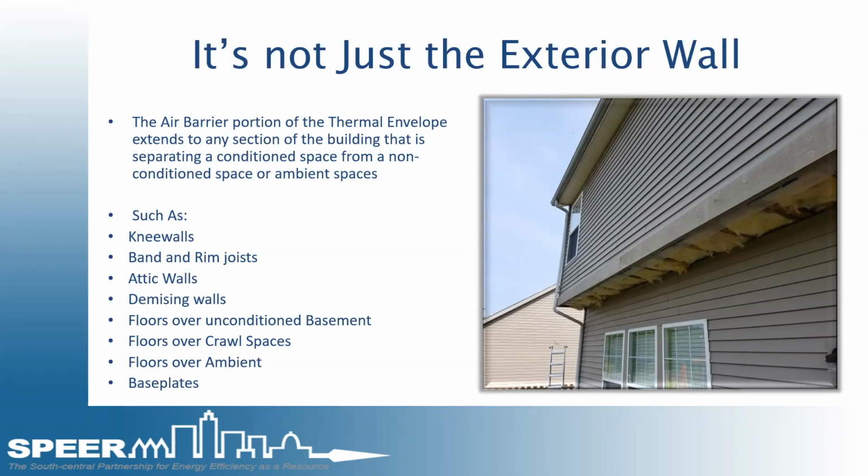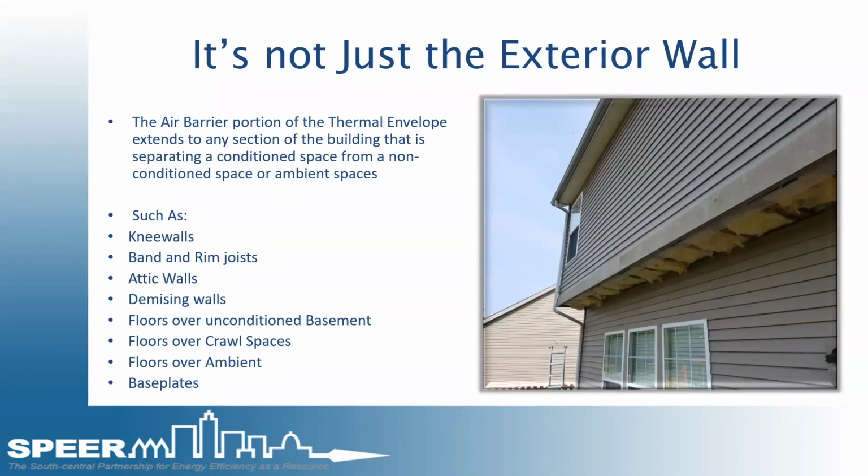Other things and other areas to look for, though, is knee walls, band and rim joists, attic walls, demising walls, floors over unconditioned basement, floors over crawl space, floors over ambient, and then base plates. So base plates also a good place for air leakage, but with the increasing usage of townhomes and townhouses and increase in multifamily projects, compartmentalization and separation of each dwelling for energy has becoming increasingly more important.